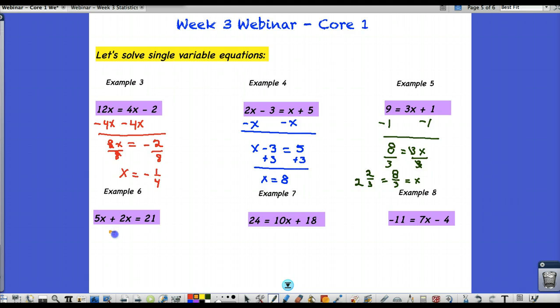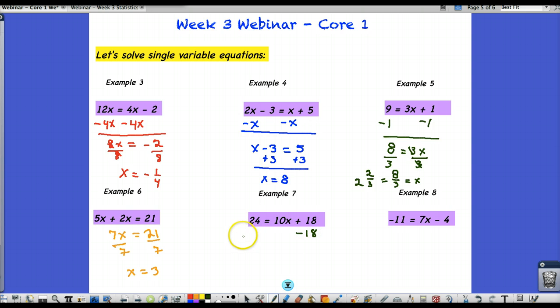5 plus 2 is 7x equals 21. And you divided both sides by 7 to get rid of the 7 next to the x. And you get 3. Good job. All right. So everyone's probably getting tired, so we'll do the last two together.